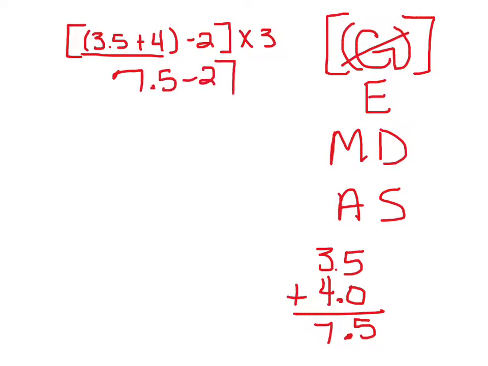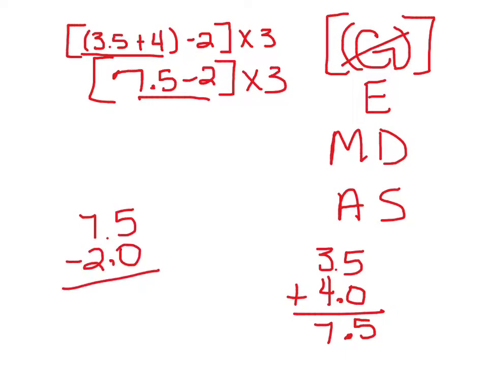minus 2. That's still in brackets. Times 3. Okay. And now we're going to subtract because we're still doing the brackets. So 7 and 5/10 minus 2. 2 is a whole number, so the decimal is the end, followed by 0. 5 minus 0 is 5. 7 minus 2 is 5. Bring down my decimal. 5 and 5/10 times 3.